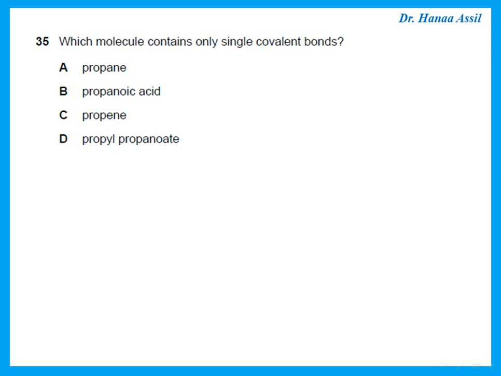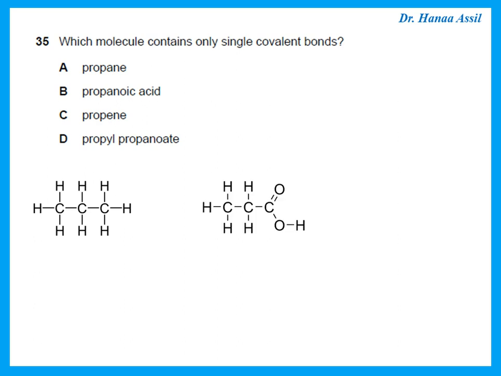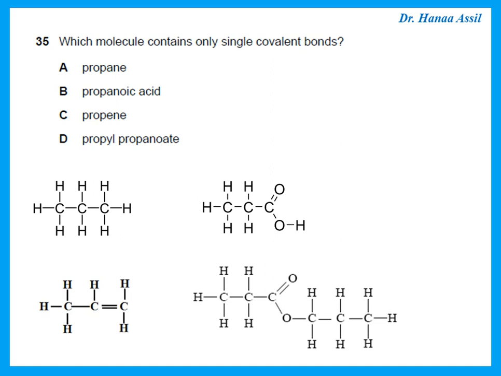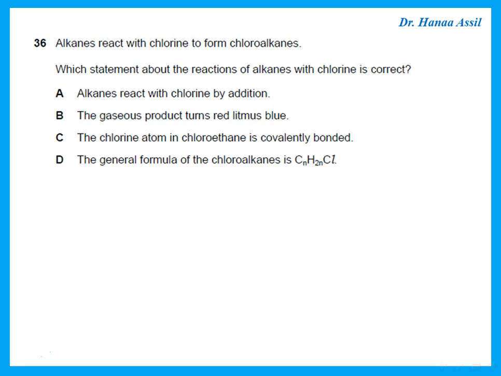Which molecule contains only single covalent bonds? You should know how to draw all of these, and you should know which one contains single covalent bonds. Remember that alkanes are the ones that contain only single covalent bonds. So propane should be my answer. Propanoic acid has a double bond C=O and a single bond OH. Propene has a double bond between carbons. Propyl propanoate also has a double bond between carbon and oxygen. So the only one that has only single covalent bonds is the alkane, which is propane.